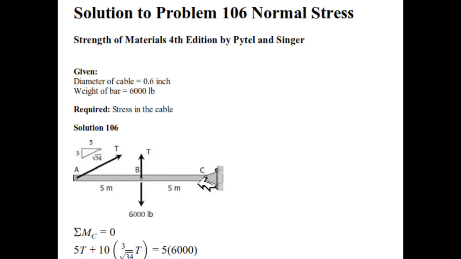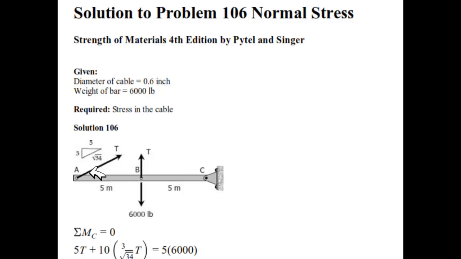Now this is your pin, okay? It cannot support moment. 6,000 pounds is the weight of the bar that is acting downward, and you've got two reactions, that is at B and at A. The B is pretty easy, it's straight upward, and the A is actually inclined, so we need to find out our vertical component for it.